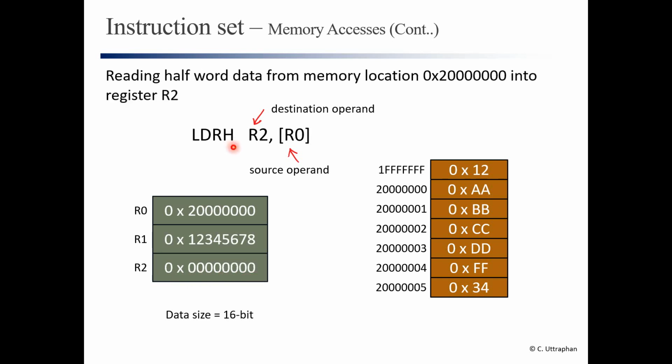For the LDRH, or load halfword, when we execute the instruction, we will get the halfword value from the memory in the register. In this case, the effective address is hex 20000000. Therefore, we will move the values AA and BB into the lower halfword of R2.